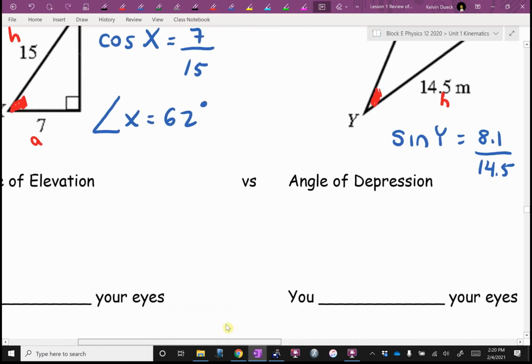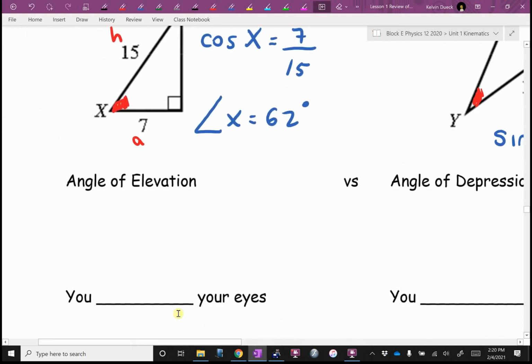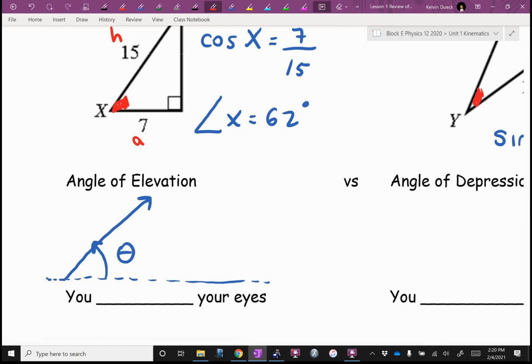Almost done. I want to give you two terms. Angle of elevation and angle of depression. Okay. Angle of elevation, can all of you draw a dotted line as though it's the ground? And then draw a little arrow pointing upwards. And we'll put a little theta right there. That's an angle of elevation. Is that okay? For an angle of elevation, you raise your eyes. You start on the ground and you go up.